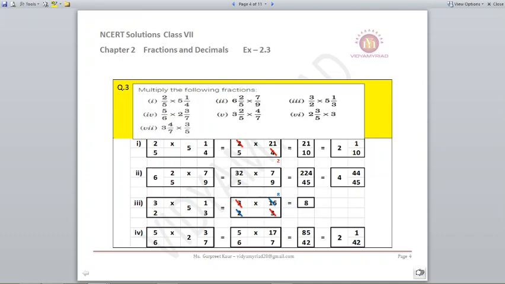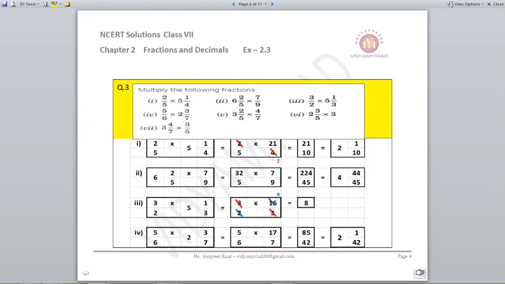Second part, 6 2 by 5 multiplied by 7 by 9. Now 6 5s are 30, 30 plus 2 is 32. 32 upon 5 multiplied by 7 by 9. Is there anything divisible? No, nothing can get cut. So multiply 32 into 7, that is 224. 5 into 9 is 45. Divided in your rough and get 4 44 upon 45 as your answer.